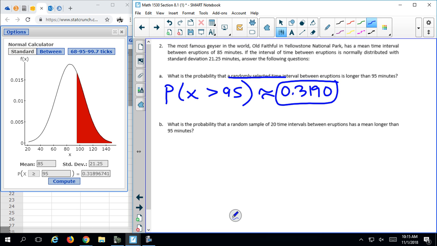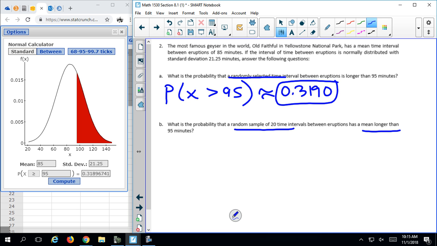So what's different about B part? So read B part. What's different about that one? Now we're picking 20 of them. Not just one, I'm picking 20 of them. And it's asking about the probability about the mean of those 20.